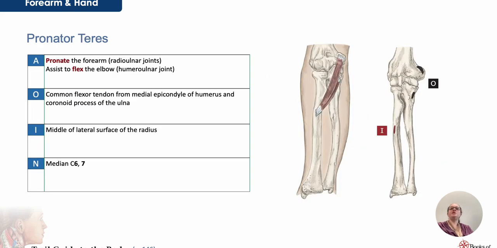Pronator. See the shape of this? Ooh, it looks like it's Aries. Now, because of the shape of this, it doesn't just go up and down. It has a little angle to it. It crosses over. Because of that, it's going to turn your hand into a pronation, because it's pulling, we'll say, pulling that radius closer.